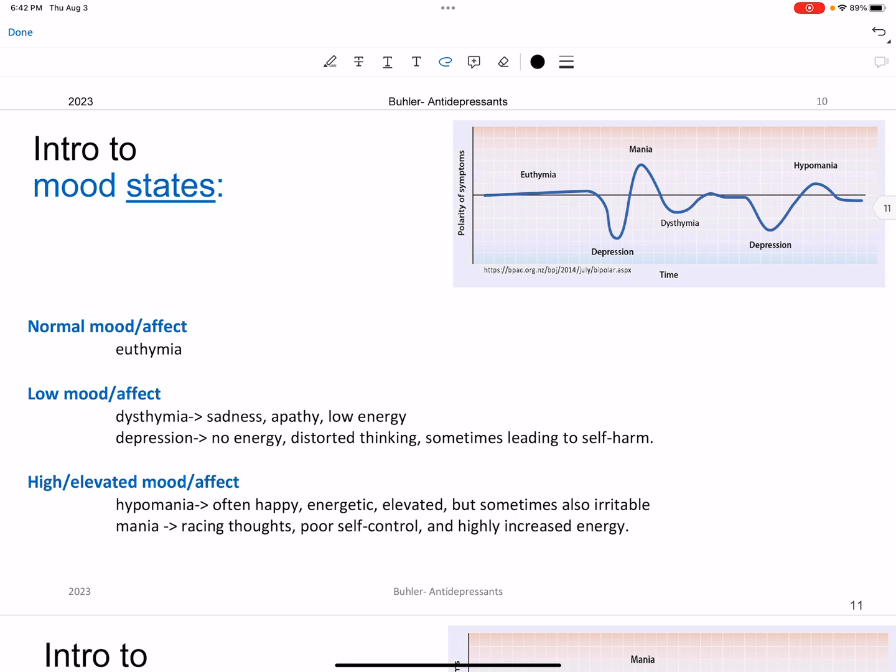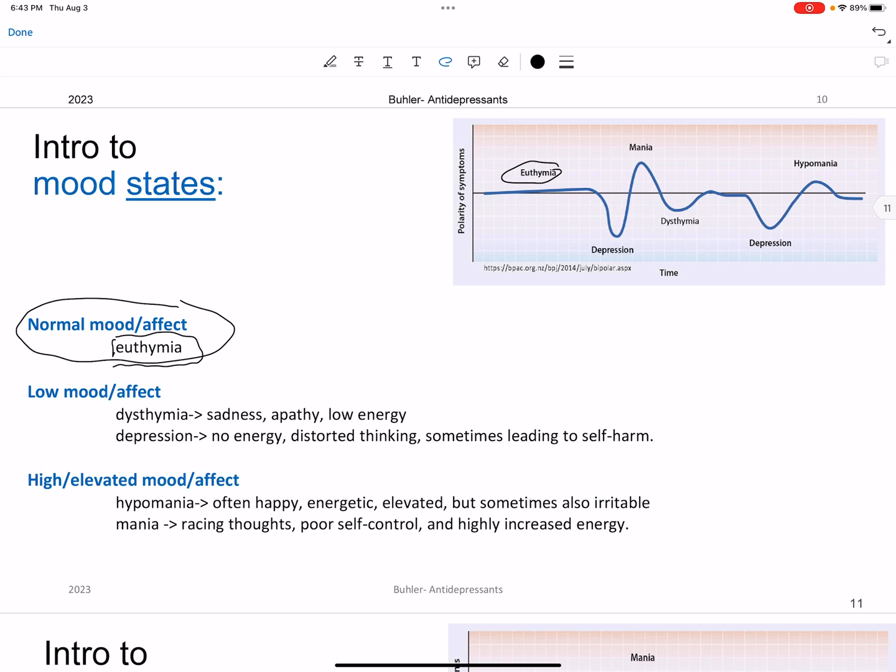So when we talk about mood states, remember mood states are not the same as mood disorders. A mood state is just your normal mood. Sometimes people call mood affect, just kind of how you're feeling. And normal mood or normal affect is euthymia. It means you're just going along basically all right. Here's euthymia: no problems, no ups, no downs. You're just where you're supposed to be.